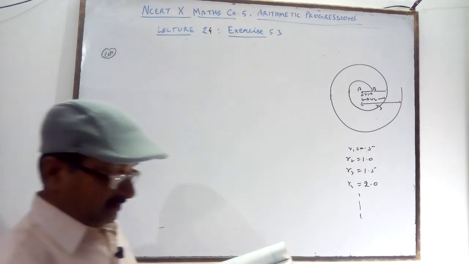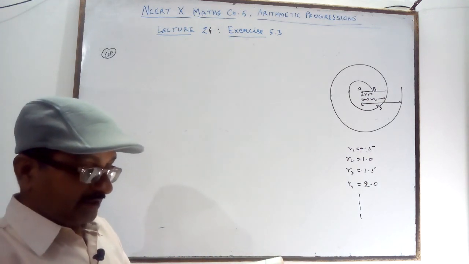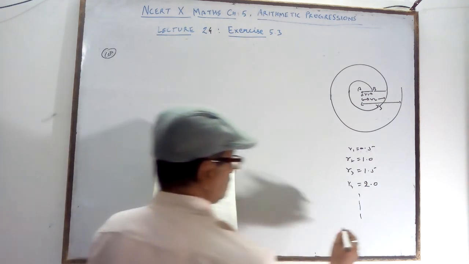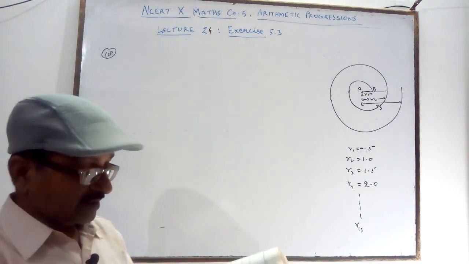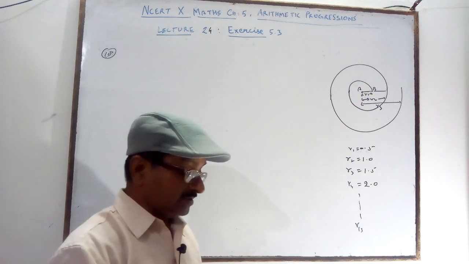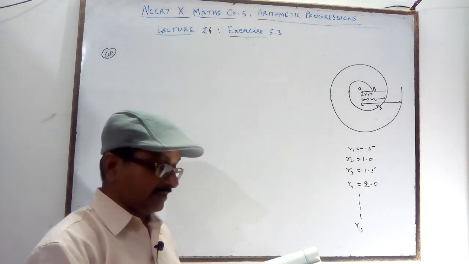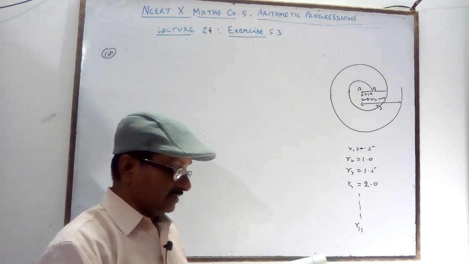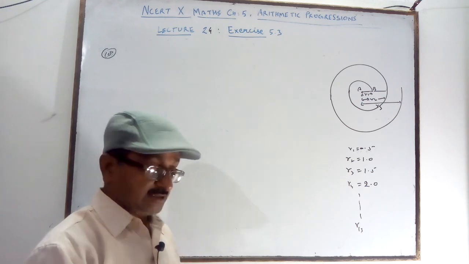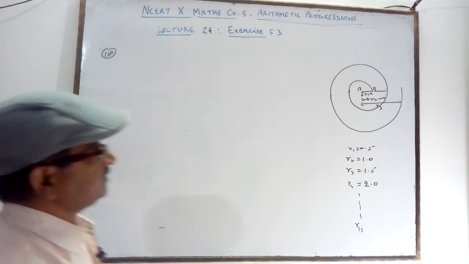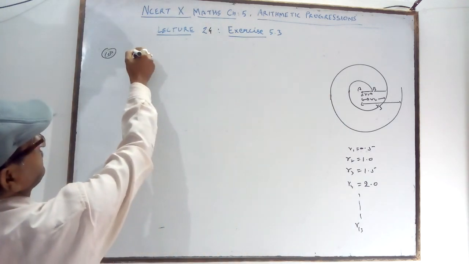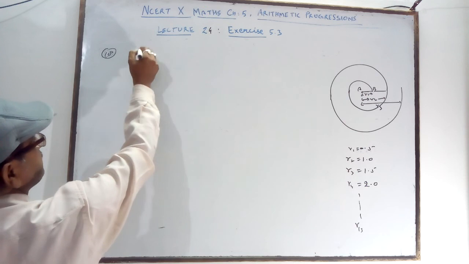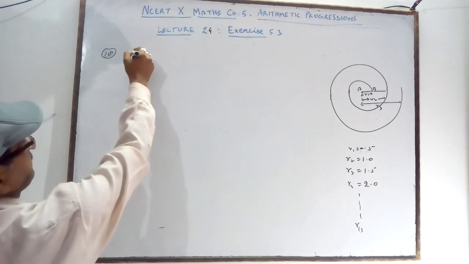What is the total length of the spiral? 13 consecutive semicircles, up to R13. You want to get the length of the spiral made. What is the total length of such a spiral made of 13 successive semicircles? Very important thing, semicircles are formed. So by R1, what is the length? What is the circumference of the semicircle?